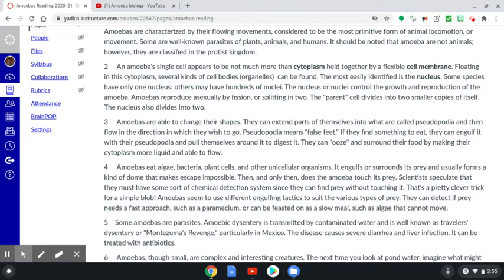They have a nucleus, and the nucleus controls growth and reproduction. When amoebas reproduce, they reproduce asexually, which means the parent cell divides into two smaller copies of itself.